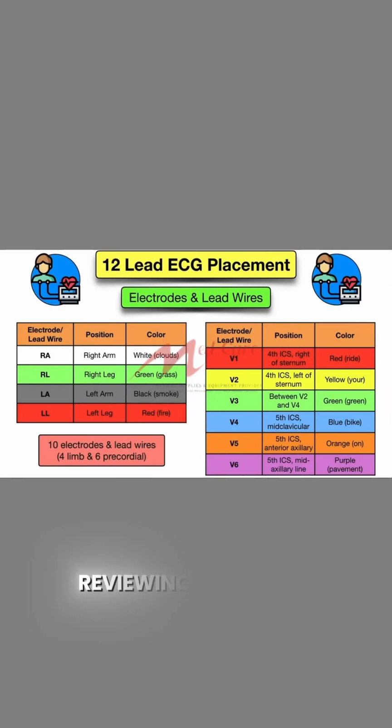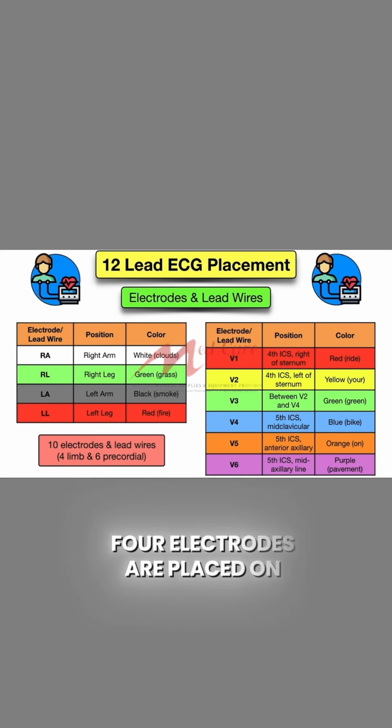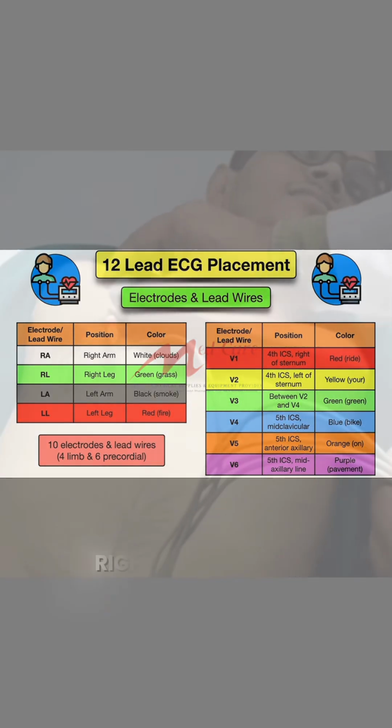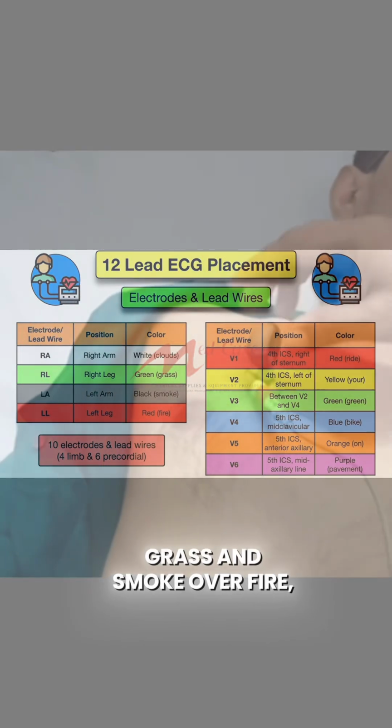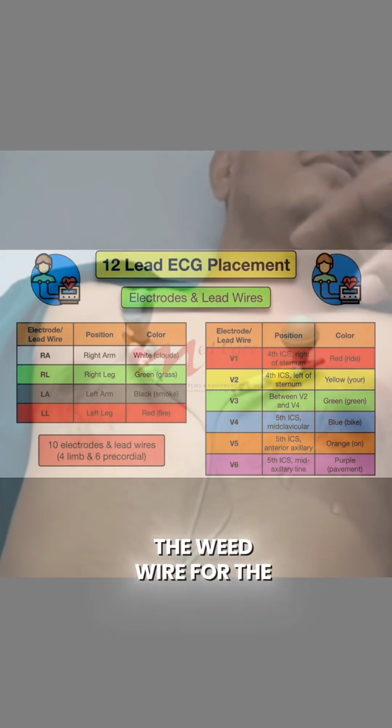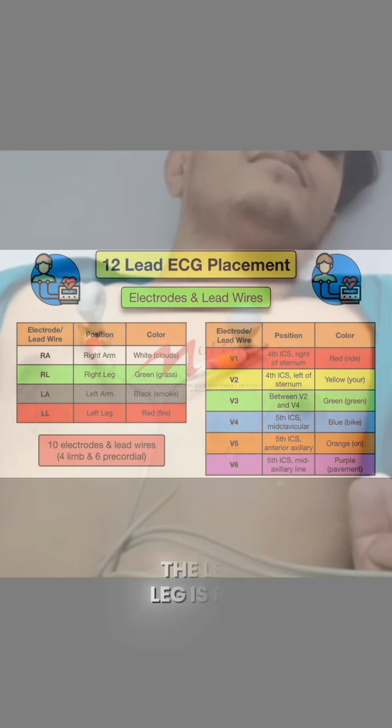Here is a summary table reviewing everything. Remember, a 12-lead ECG uses 10 electrodes and 10 lead wires. 4 electrodes are placed on the limbs, and the limb lead wires that connect to these electrodes can be remembered using white on the right, clouds over grass, and smoke over fire. The lead wire for the right arm is white, the lead wire for the right leg is green, the lead wire for the left arm is black, and the lead wire for the left leg is red.